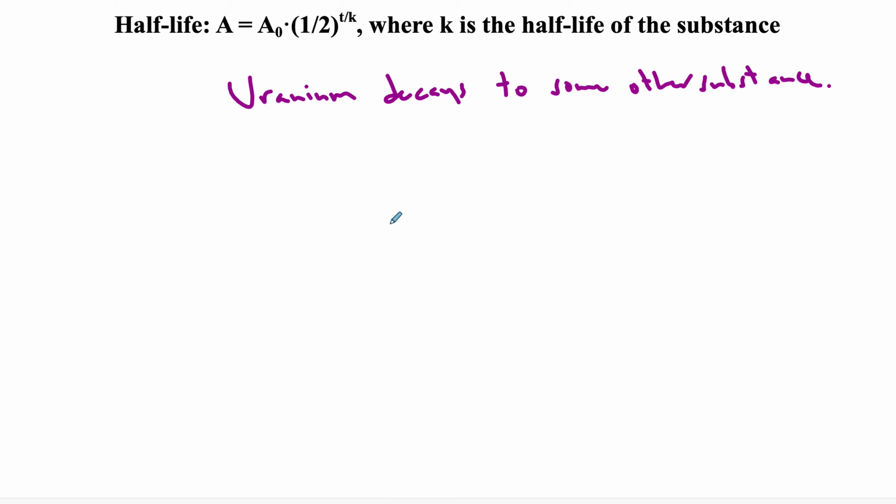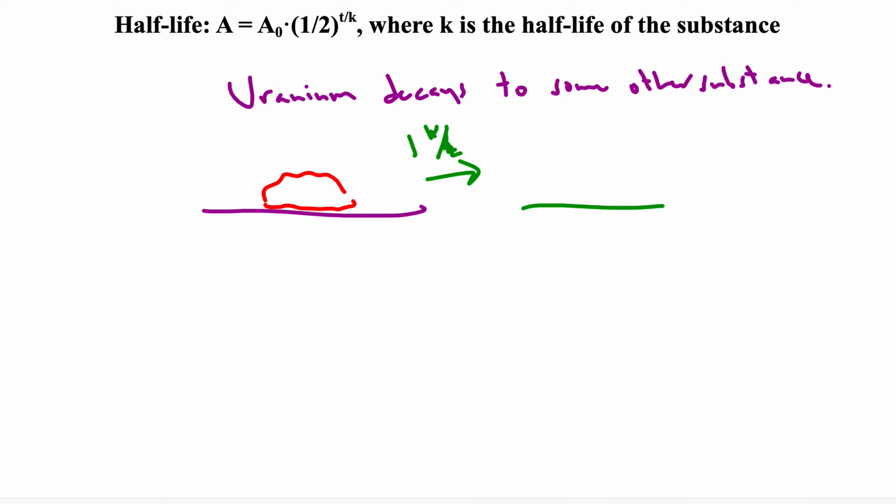Now, what this means is if I have my uranium, so let's say I had a lump of uranium, and I waited for its half-life, 1 half-life. We'll talk about what exactly that means. That would mean that I would have half of my original uranium, and the other half having changed into something else.